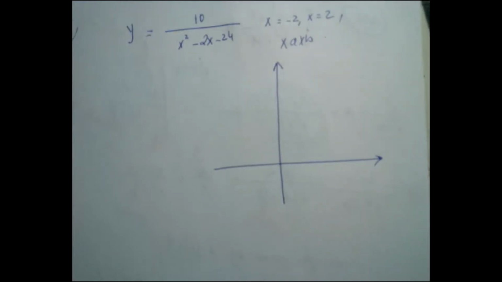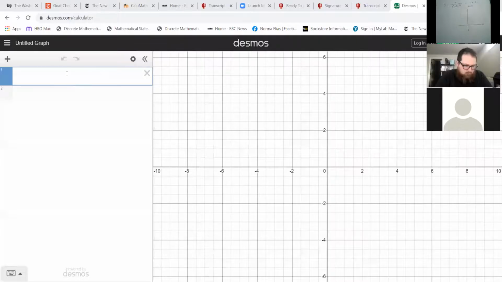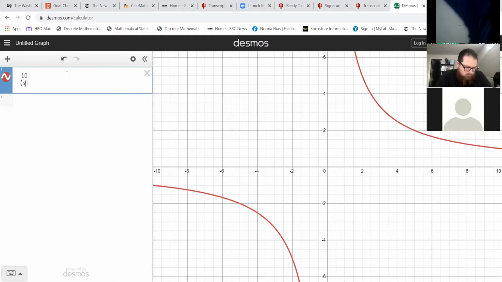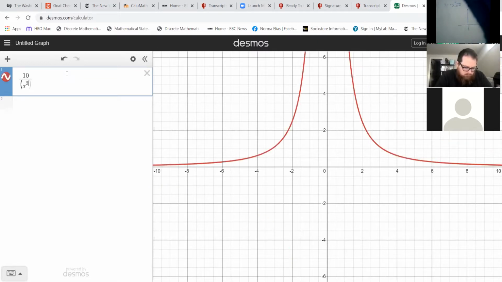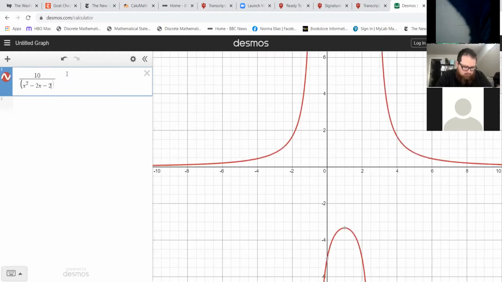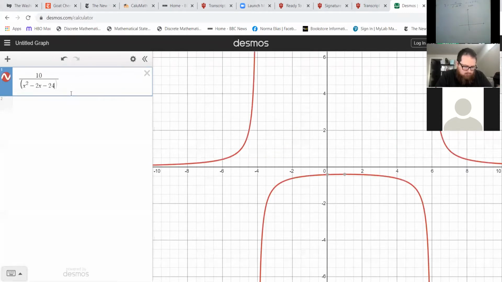And probably I should share the screen with you. So I'll share the screen and graph the function. Okay, so I will have 10. I mean, the 10 does not really matter. It's not important. Divided by x to the power 2 minus 2x minus 24. So that's the graph.